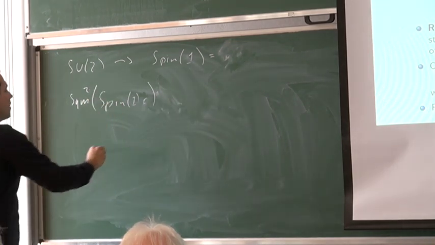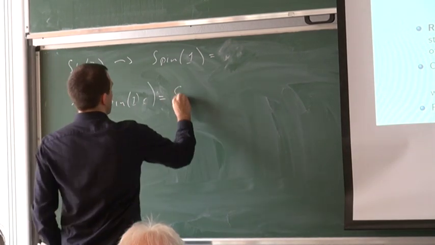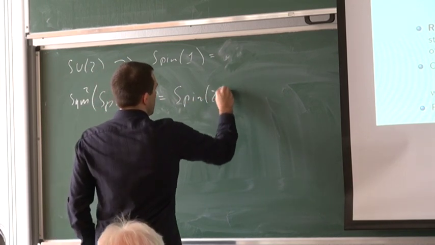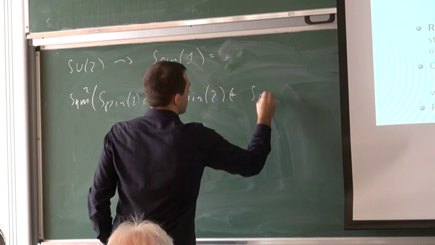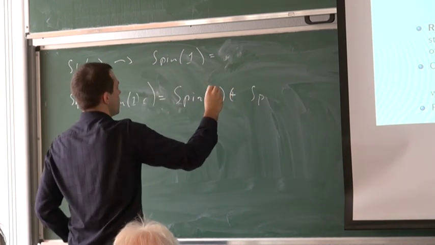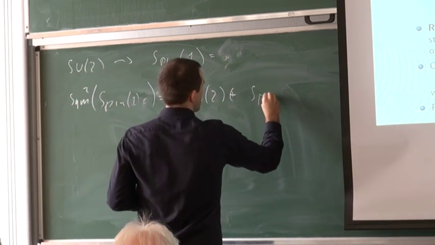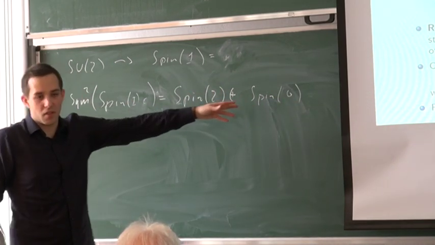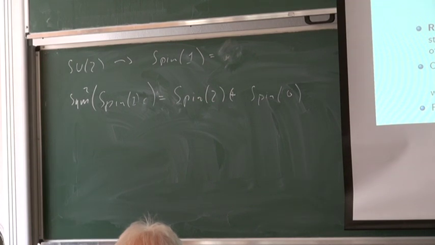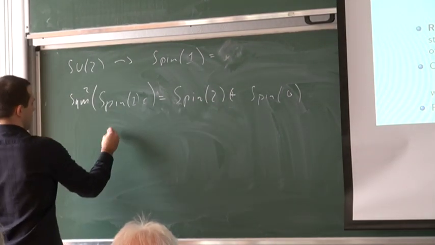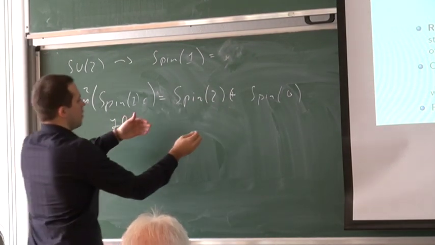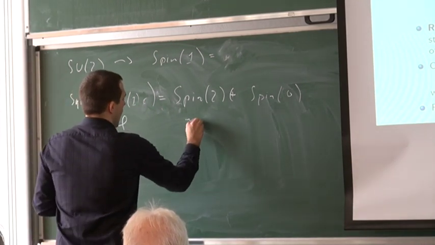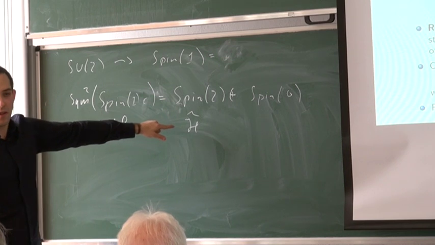Symmetrization of spin 1 just decomposes onto, say, spin 2 plus spin 1 once. Spin 0, sorry, spin 0. Okay? So just the trivial representation. So this, that's my H. This is my H tilde, okay?